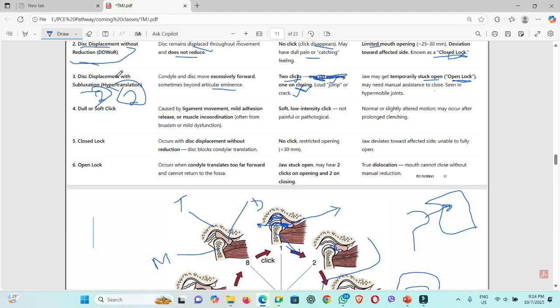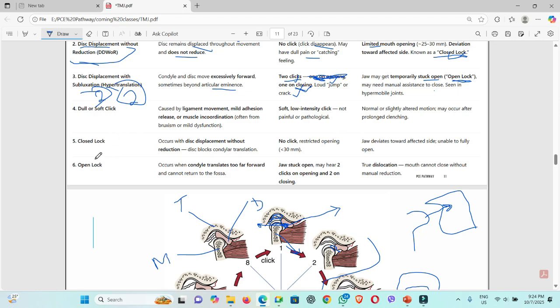Okay. But if they ask you about disc displacement with subluxation, what will happen? You have to explain the whole thing. You have to say there will be 2 clicks while opening the mouth and 2 clicks while closing the mouth. Okay. Next is dull or soft click caused by ligament movement, mild adhesion, release, or muscle incoordination. Soft or low intensity click, not painful or pathological. Okay. Normal or slightly altered motion may occur after prolonged clenching.